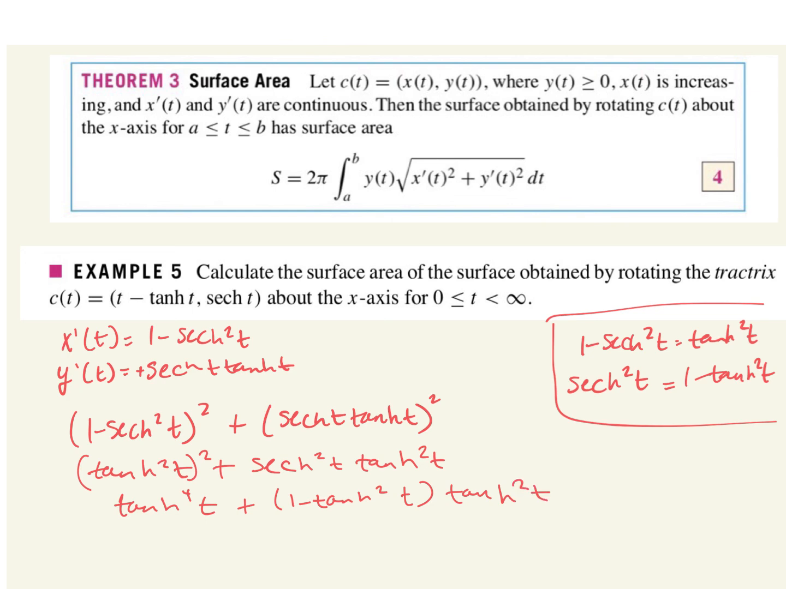All right, cool. The great thing, we're getting there, because now if I distribute the 1 minus tanh squared t to the other tanh squared t, things cancel. And when things cancel, life is so much easier. So what cancels? Those tanh to the fourth t's cancel out. So I am just left with tanh squared t here. So all that's going into my integral with my square root is that. All right.